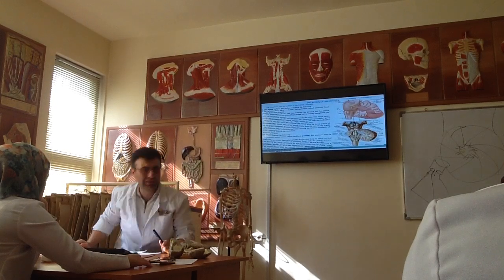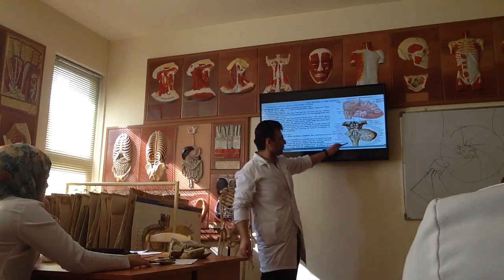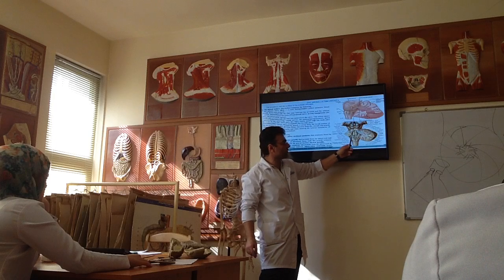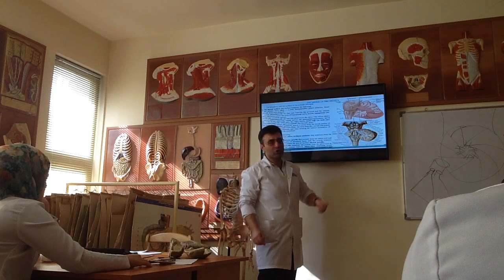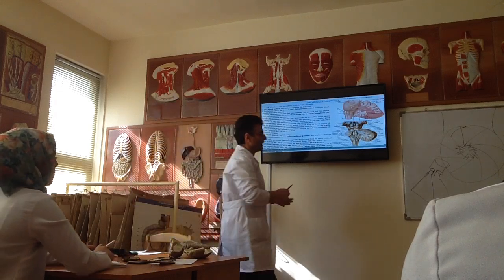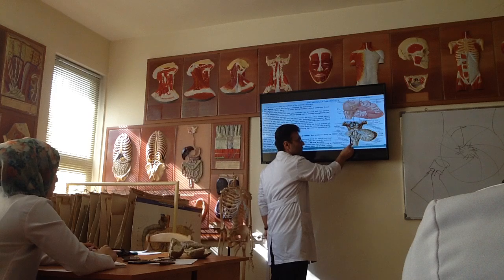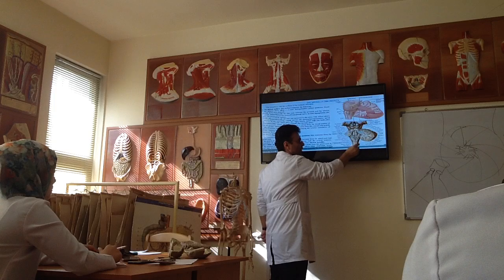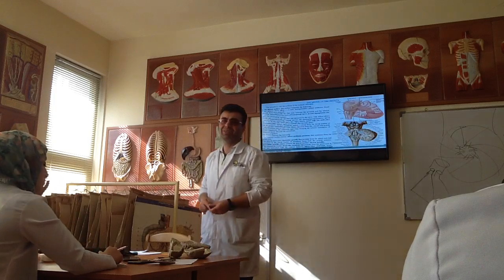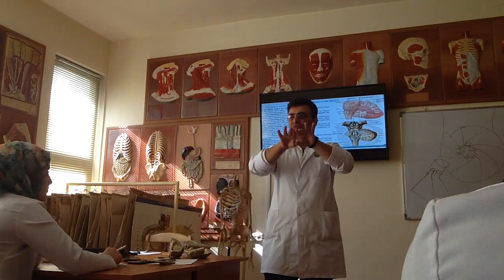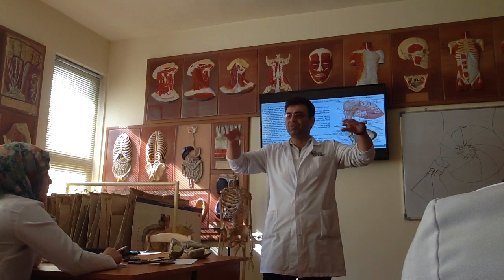Let's continue, my friends. A little below these protrusions, you can see very visible longitudinal grooves, which we call stria medullaris. Once again, below the protrusions, you can see well developed longitudinal grooves, which we call stria medullaris. My friends, stria medullaris are located inside the fourth ventricle, and they divide the fourth ventricle into upper and lower portions.